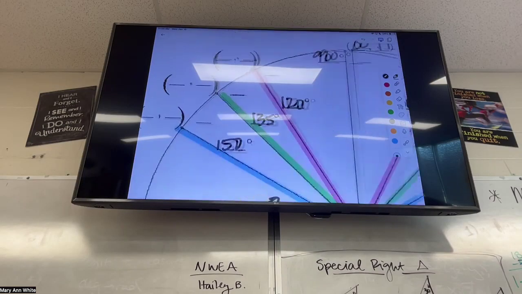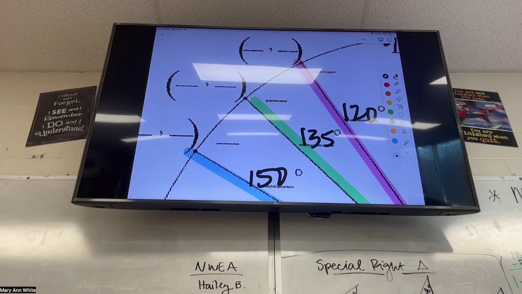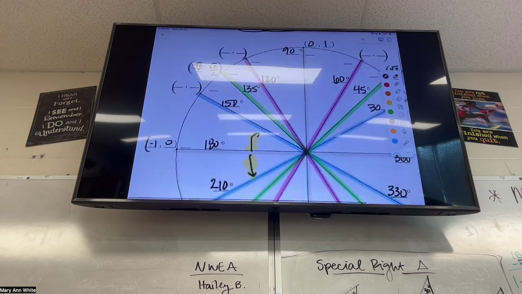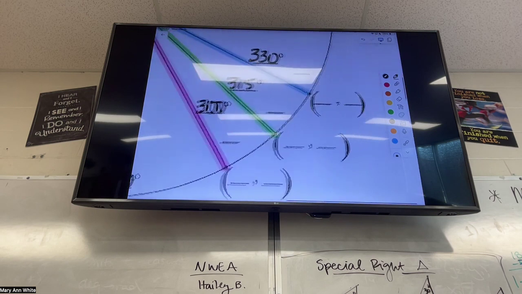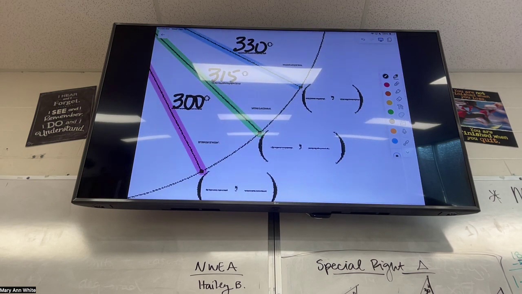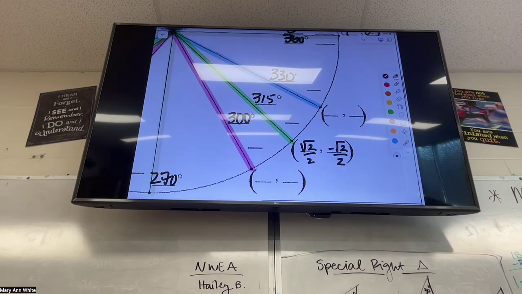So when I go to 135, is that x going to be positive or negative? Negative. Is the y going to be positive or negative? Positive. Negative root 2 over 2, comma, positive root 2 over 2. What about for 225? Good, negative, negative. And then what about for 315? Positive, negative. Did you say that 135 was negative, positive?